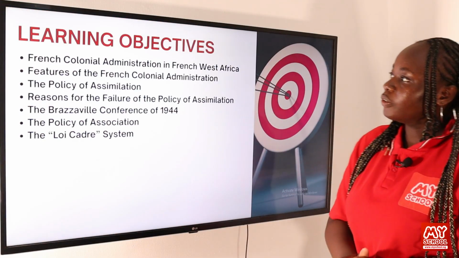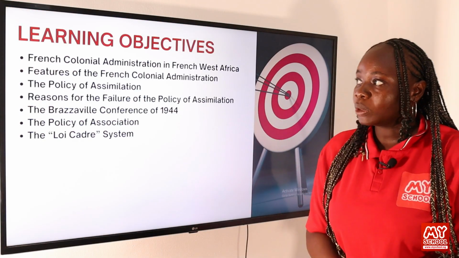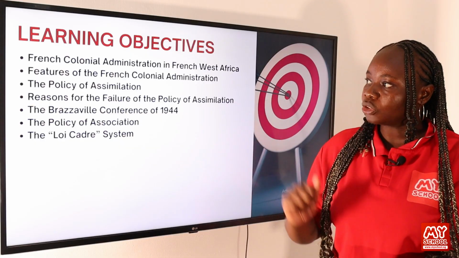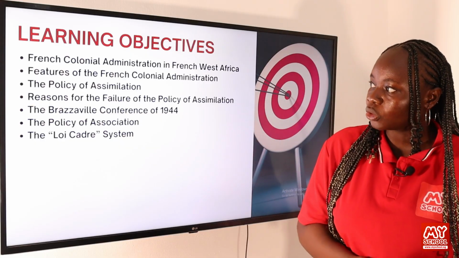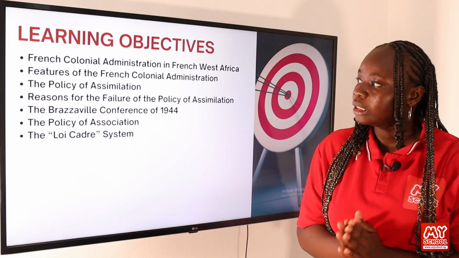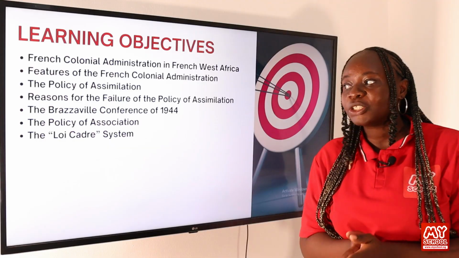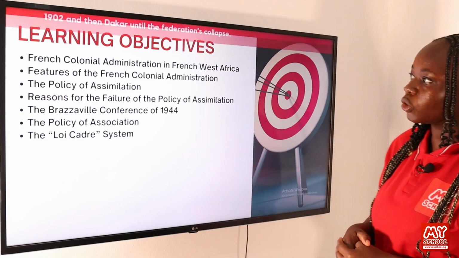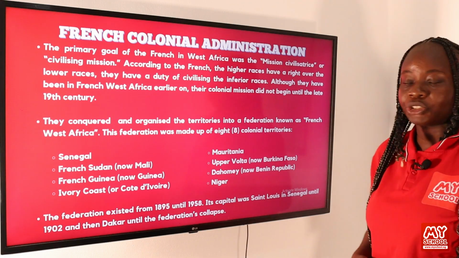Alright, so here's a list of things we'll be discussing. We're going to begin with the discussion of French Colonial Administration in French West Africa. We're going to discuss the features of the administration, the policy of assimilation, the reason for the failure of that policy, the Brazzaville Conference, the policy of association, and the Loi Cadre system. So let's begin with a discussion of French Colonial Administration.